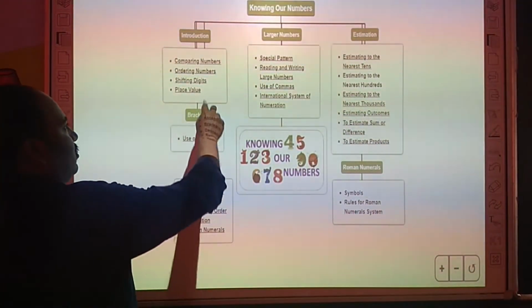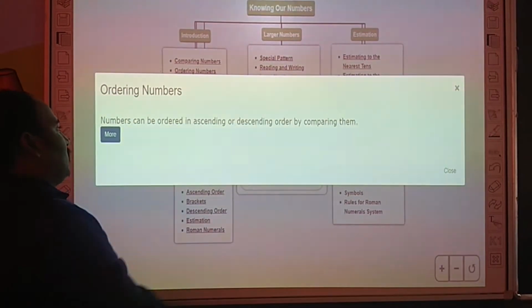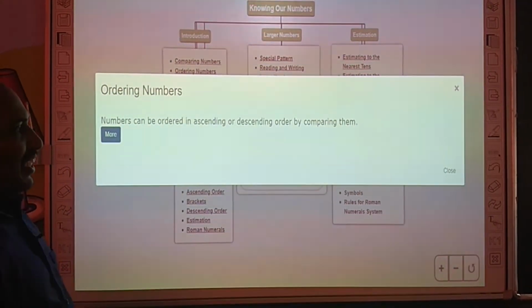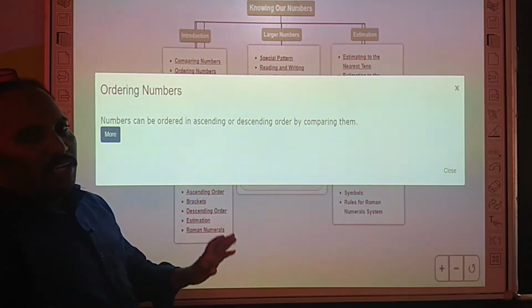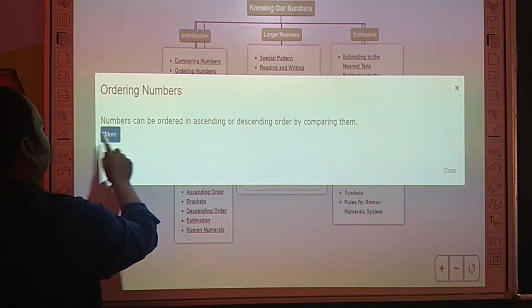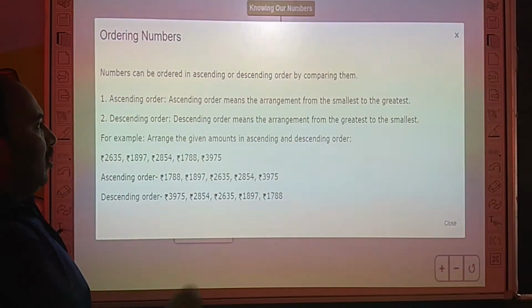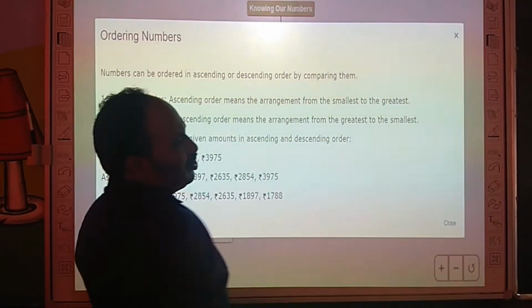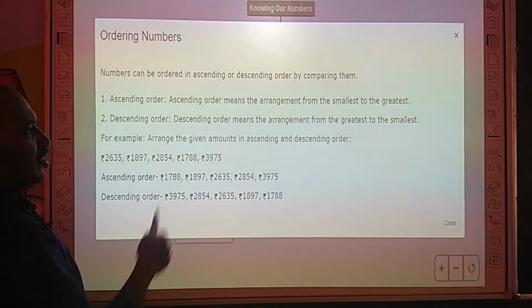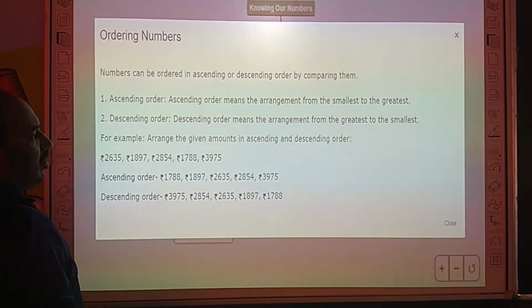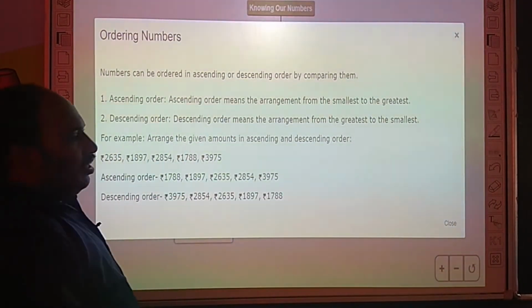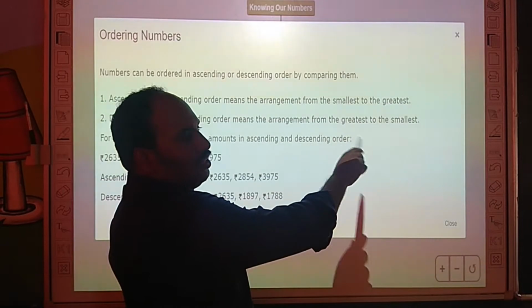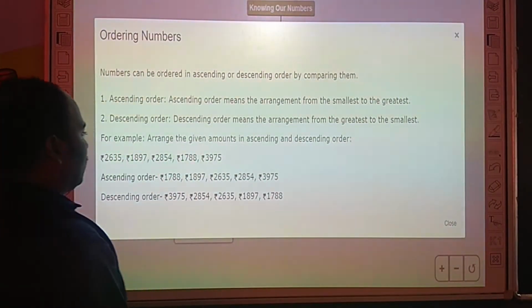The next one, ordering of numbers. What is the ordering of numbers? Numbers can be ordered in ascending or descending order by comparing them. Ascending order means the arrangement from smallest to greatest. Descending order means arrangement from greatest to smallest.